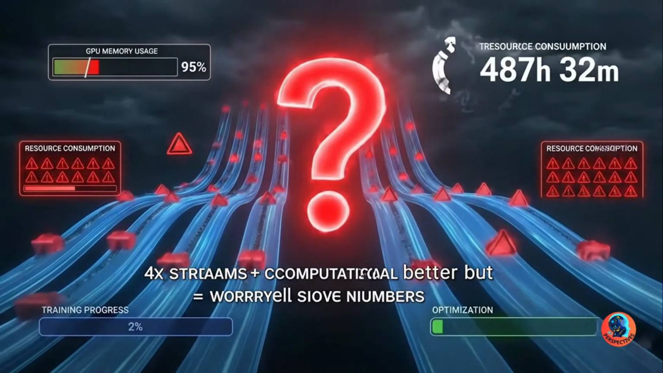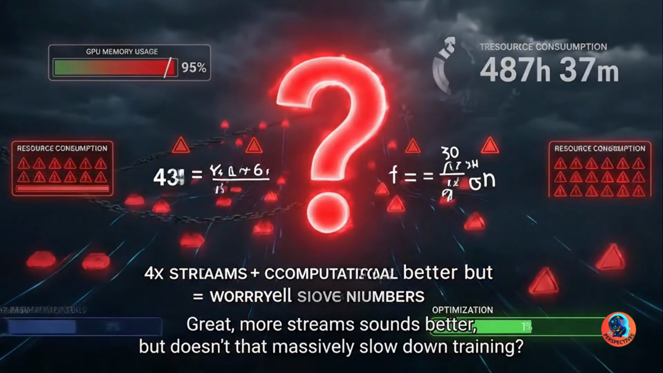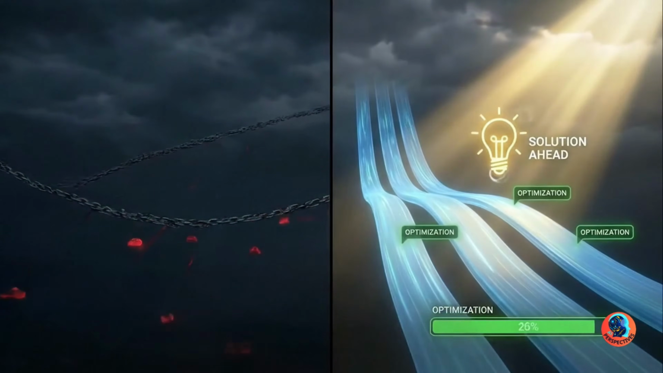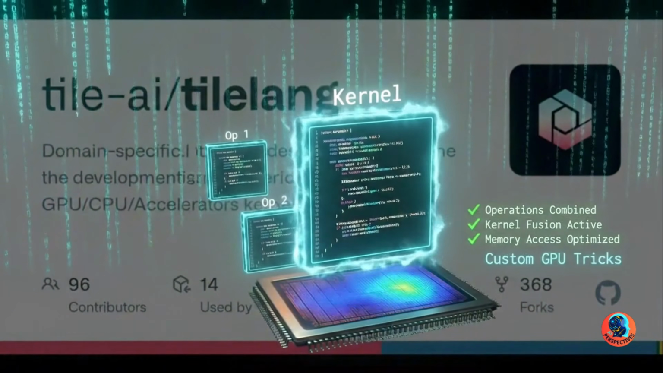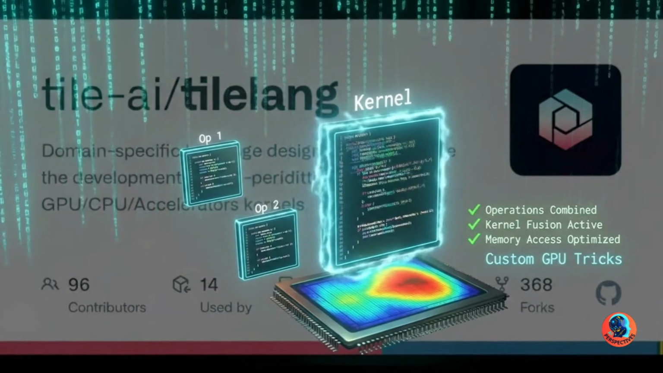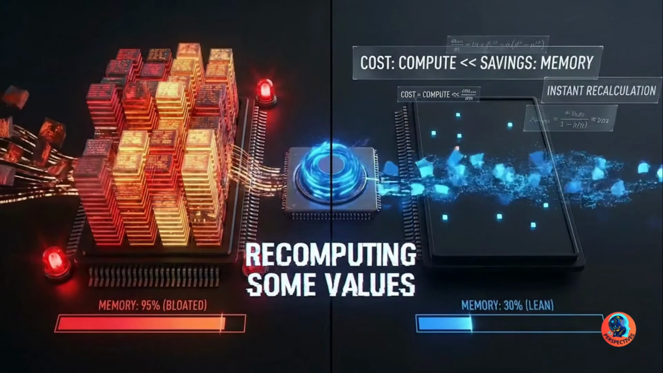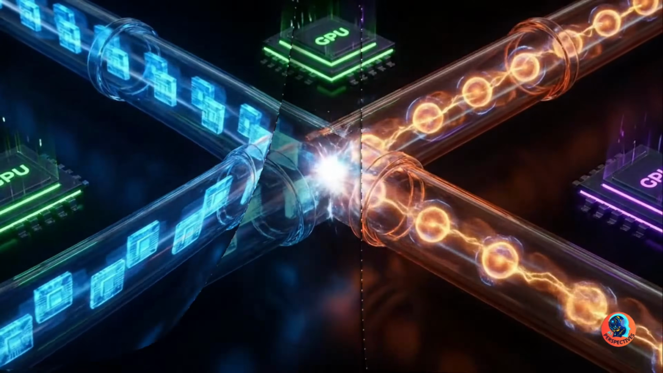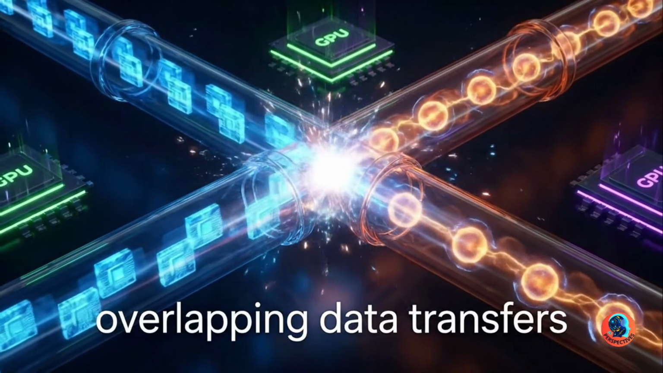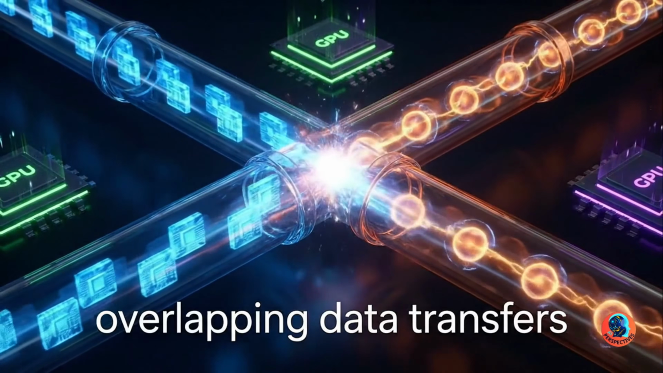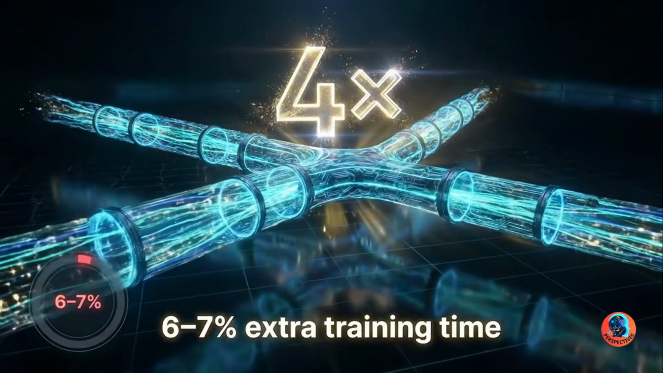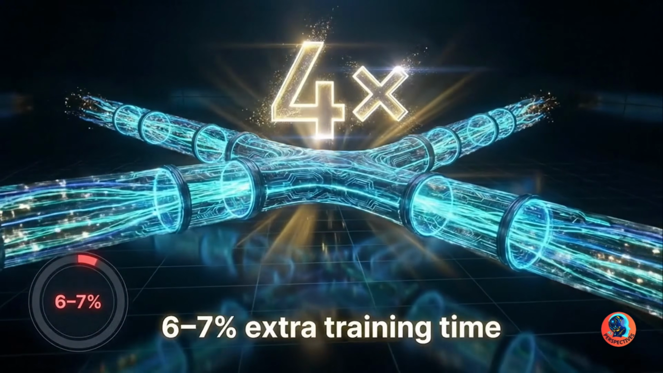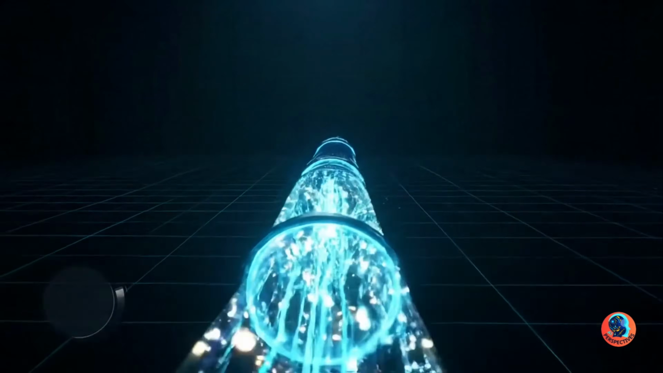Now, you might think, great, more streams sounds better, but doesn't that massively slow down training? DeepSeek tackled that too. They rewrote much of the training code with custom GPU tricks, combining operations into single kernels, using a tool called tilelang, recomputing some values on the fly instead of storing everything, and overlapping data transfers with computation, a method they call dual pipe scheduling. Thanks to these optimizations, quadrupling the internal pathways only added about 6 to 7% extra training time. That's a small price for a 4x increase in internal capacity.